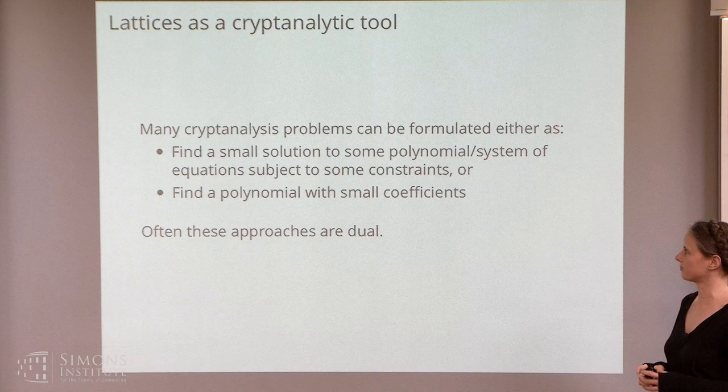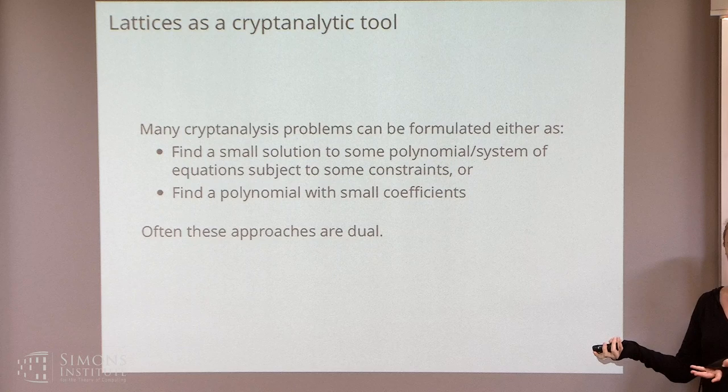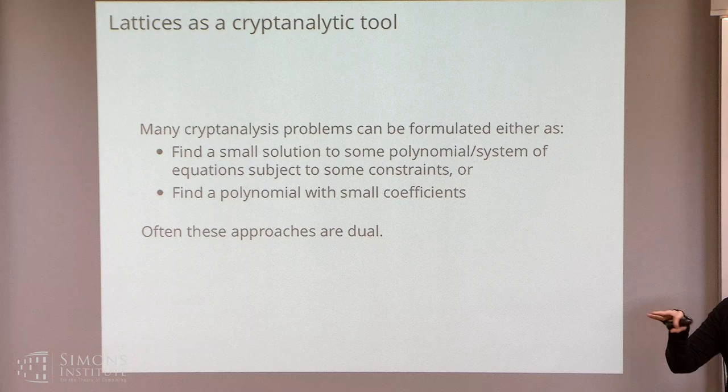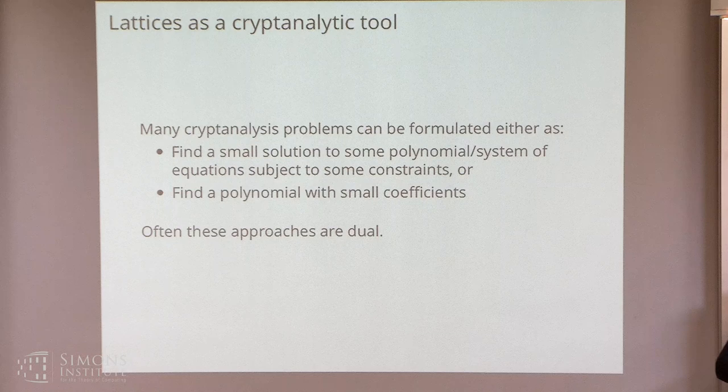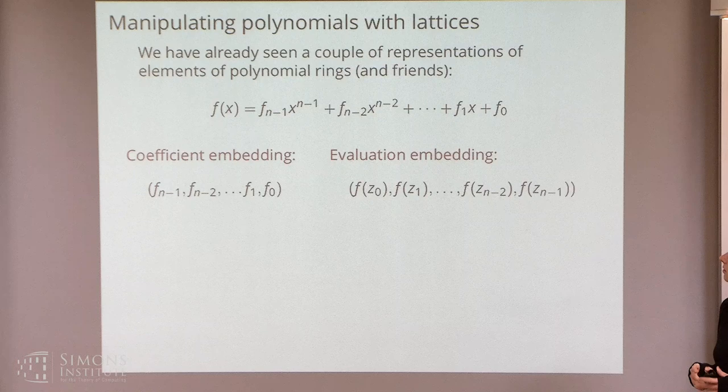The reason I show this is that both the knapsacks and the NTRU problem set up the main idea of what we're going to be doing here, which is that many cryptanalysis problems can be formulated either as you want to find some small solution to some polynomial or system of equations subject to some constraints, or you want to find a polynomial with small coefficients. And sometimes these are equivalent, or you can formulate them as dual problems: if you find a polynomial with small coefficients, it has a small solution, or if you find a polynomial that has a small solution, maybe it has small coefficients if you regard it in the right way. So this is the big picture of the framework that we're going to put a lot of these problems in. We've seen this a number of times in a bunch of the lectures already.